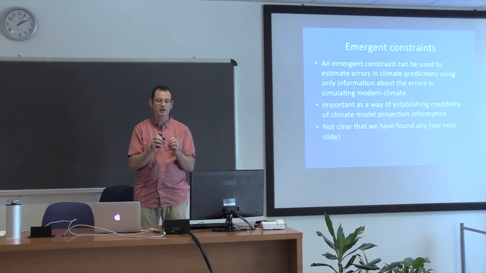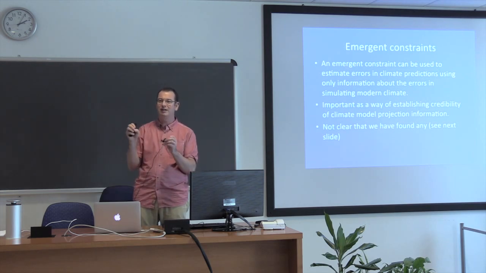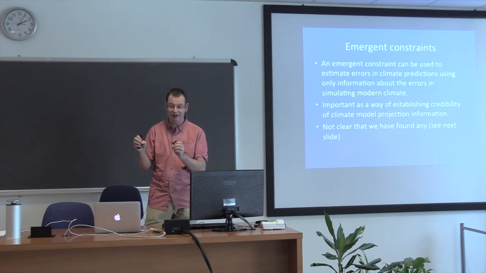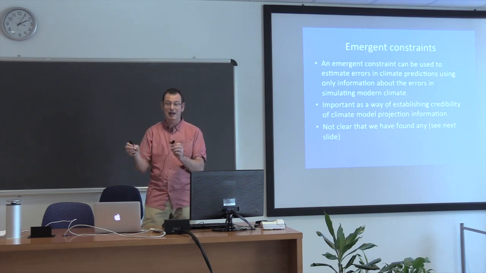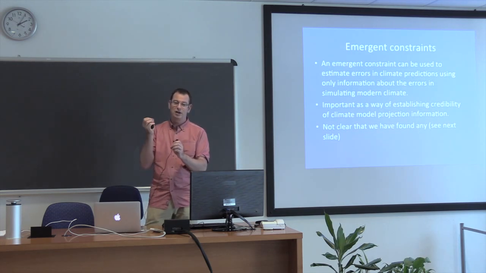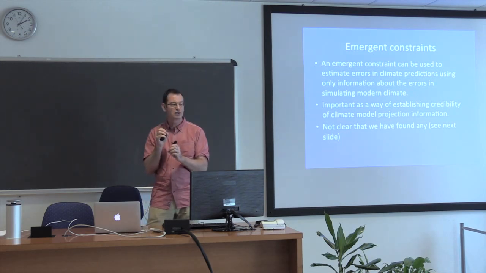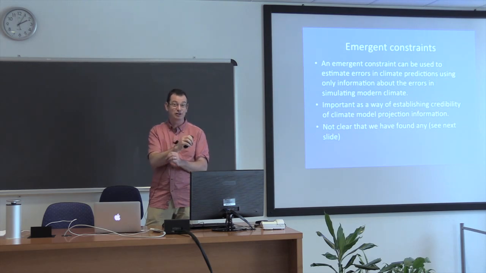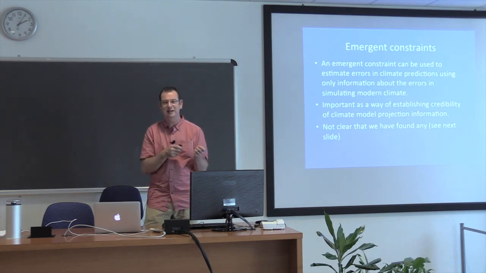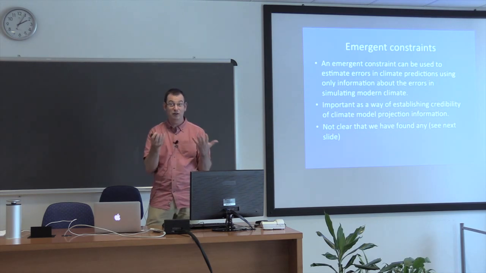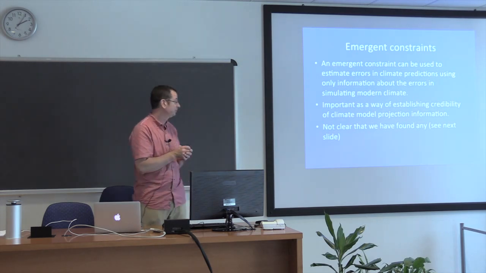So an emergent constraint would allow you to predict how these different models would respond to carbon dioxide. And if you're able to do that, then you may be on safer footing to claim that you can use the distance between a model and observations as a basis for saying whether your model will be more or less sensitive than the real climate system.